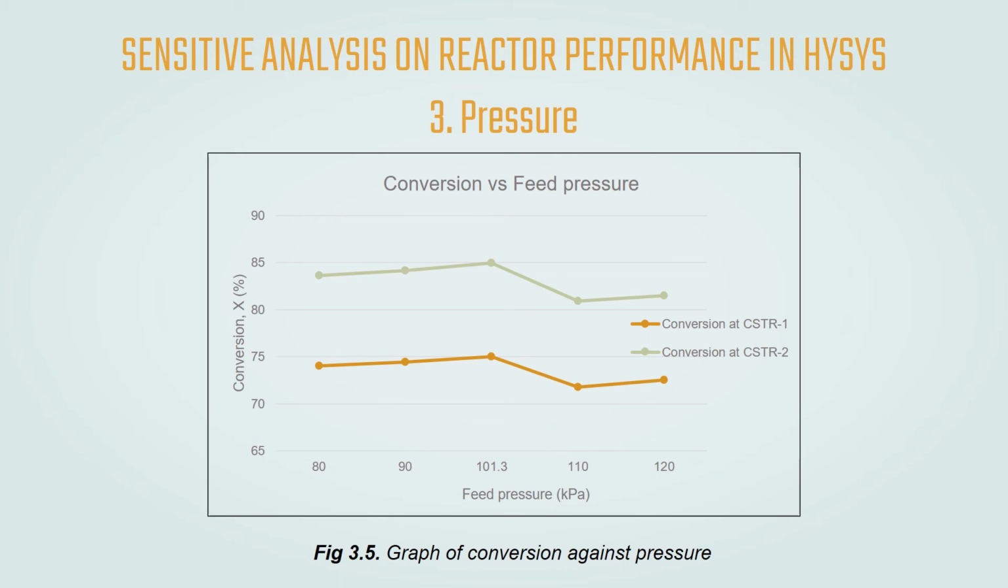Lastly, we evaluate the sensitivity analysis on reactor performances in HYSYS by changing the pressure. So from this graph, we can see that when we increase the inlet pressure, the conversion at CSTR1 and CSTR2 does not really change much with the increase of the pressure. So we can say that in our simulation, the conversion at CSTR1 and CSTR2 are independent of the inlet pressure. That is all for this course.